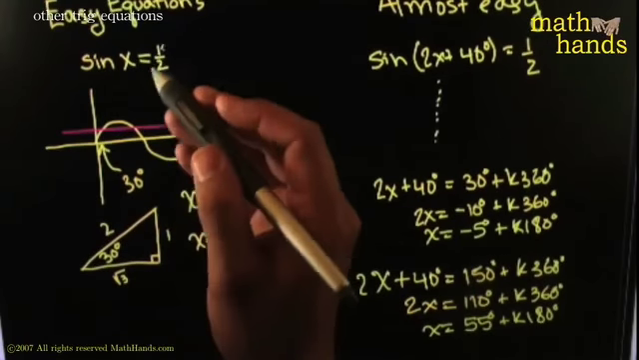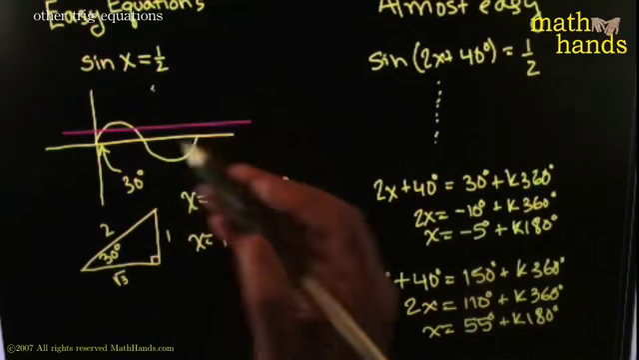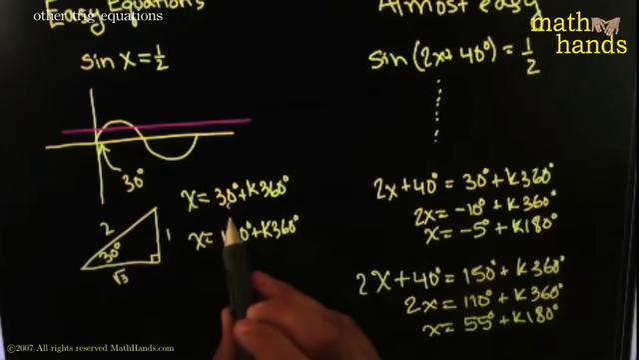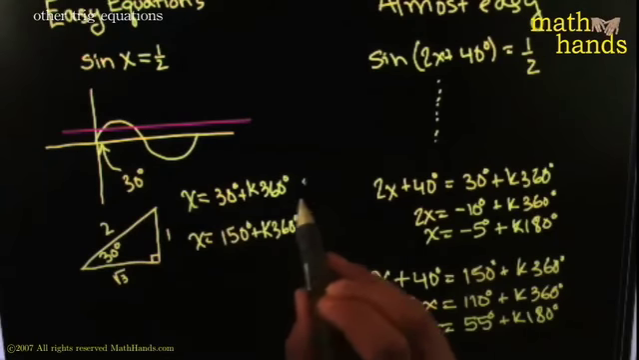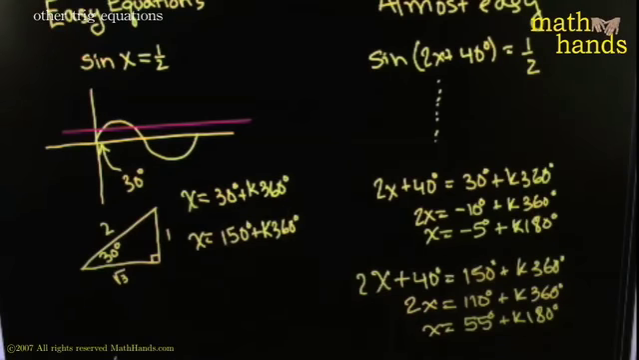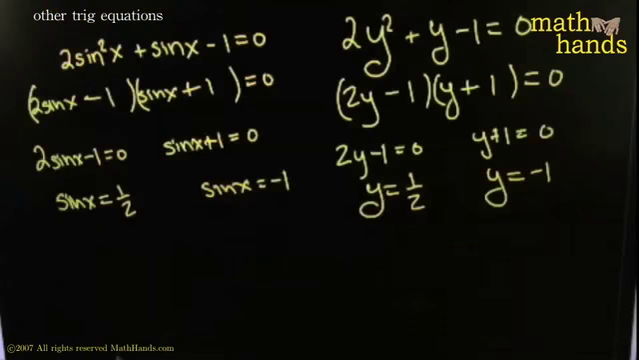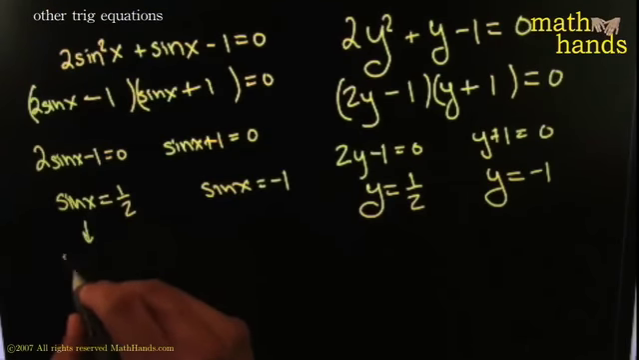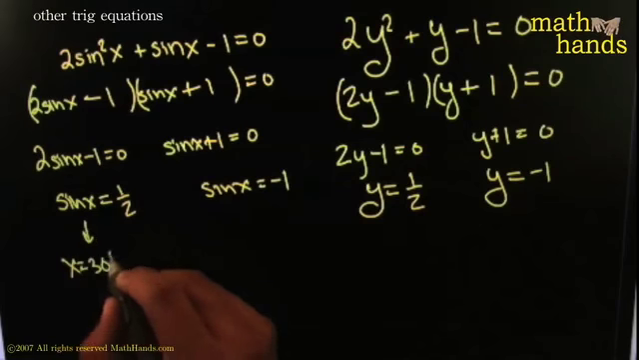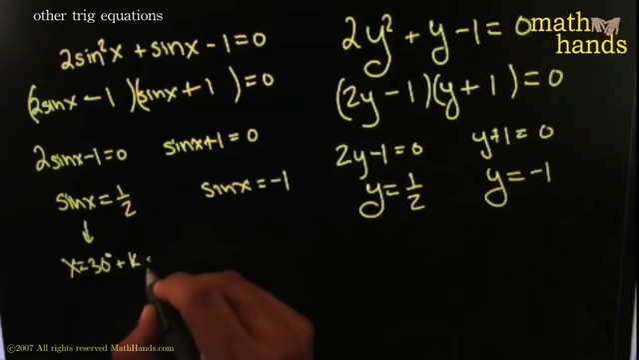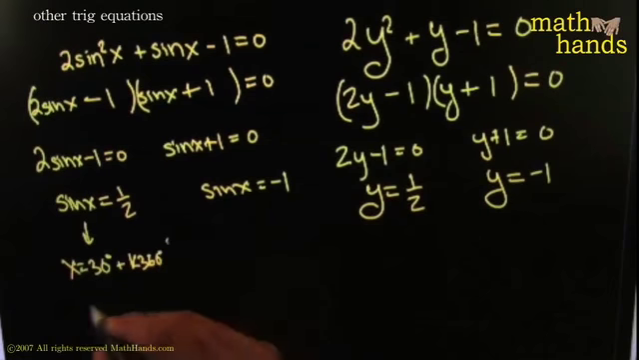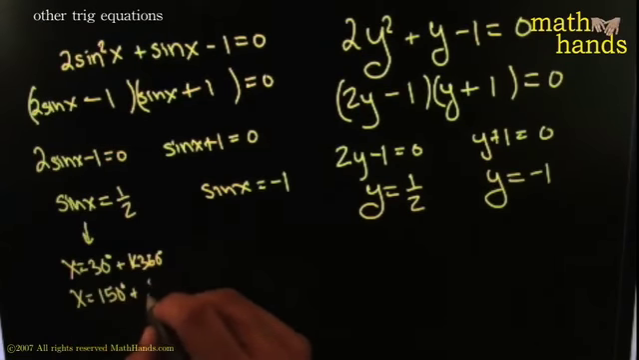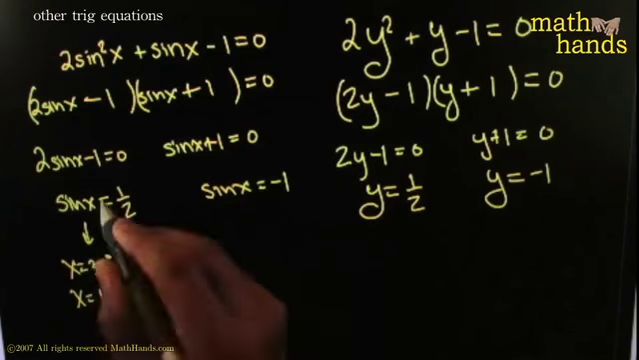This, in fact, we've already done that one. We've already solved sine of x equals 1/2. And we know that, we already got the solution here. Sine x equals 30 plus multiples of 360, or 150 plus multiples of 360. So I can go ahead and say, hey, I know the solutions to this one. X equals 30 degrees plus multiples of 360, and that's one family of solutions, and the other one is 150 degrees plus multiples of 360, right? And then you're done with that branch.